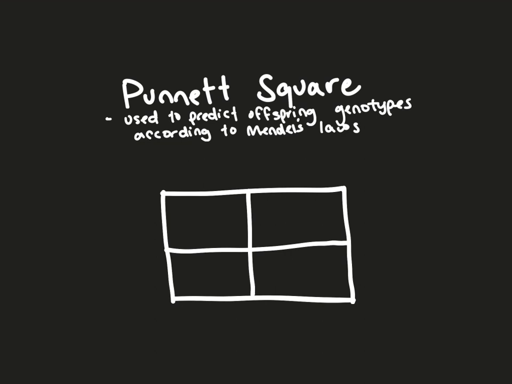To do this, of course, we use a Punnett Square. A Punnett Square is used to predict the offspring genotypes according to Mendel's laws. So to do this, I am going to write the genotype across these different rows and columns. So we know that one of the P's being crossed is heterozygous and the other P is heterozygous as well. Those are the two genotypes of the P's that are being crossed. And now I can fill in this Punnett square.